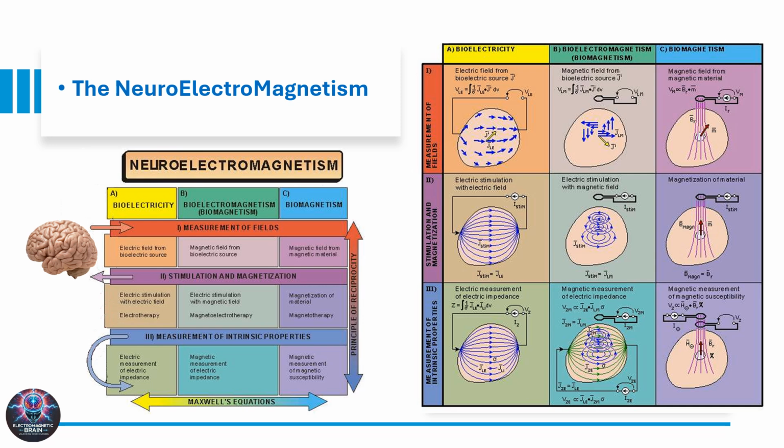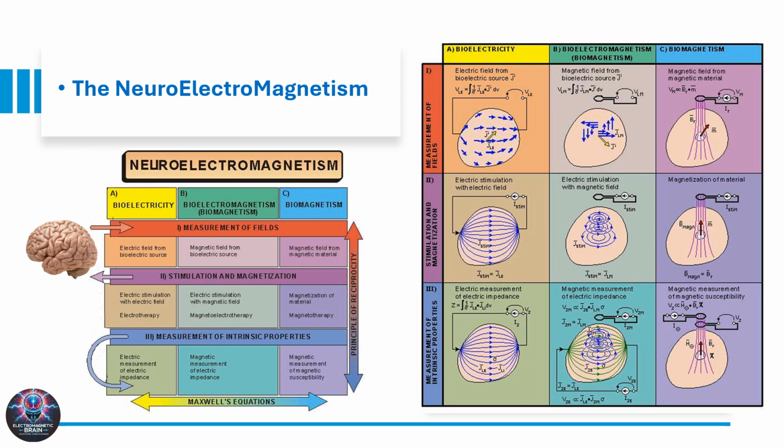Whenever a neuron fires, it creates 1. Electrical fields. These fields can be detected by placing electrodes on the scalp, a technique known as electroencephalography. 2. Magnetic fields. These fields are much weaker, but can be measured with MEG, magnetoencephalography.